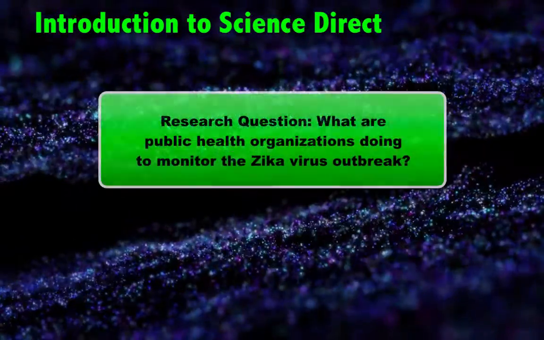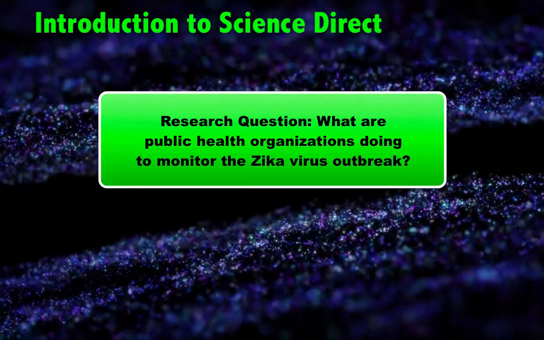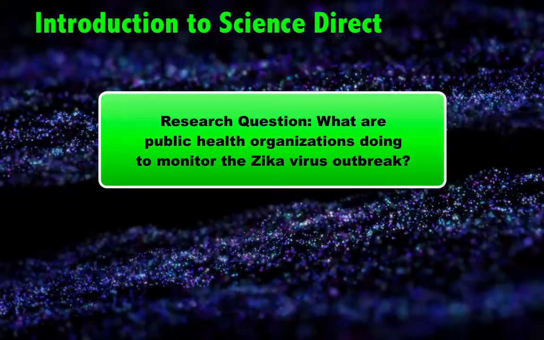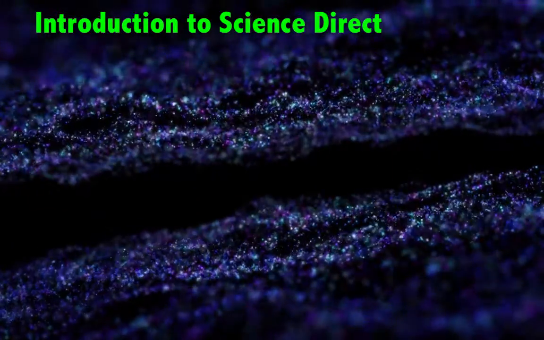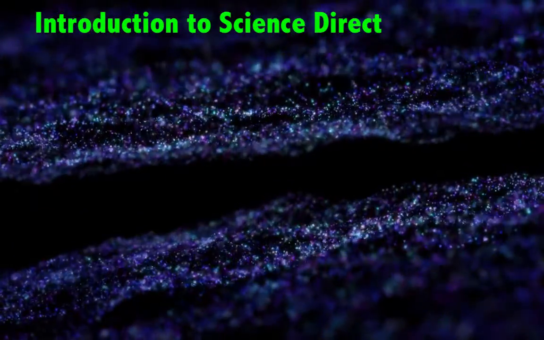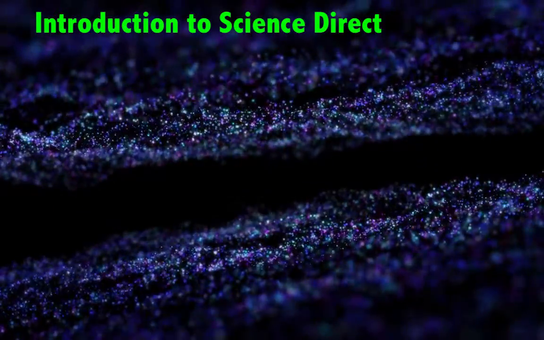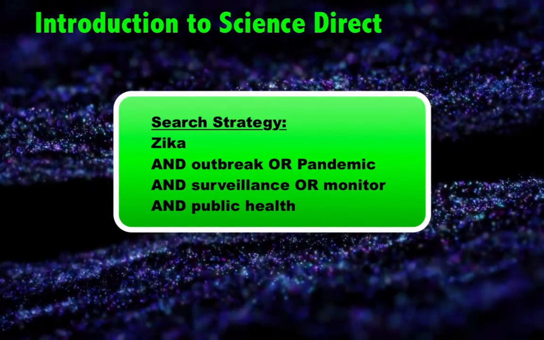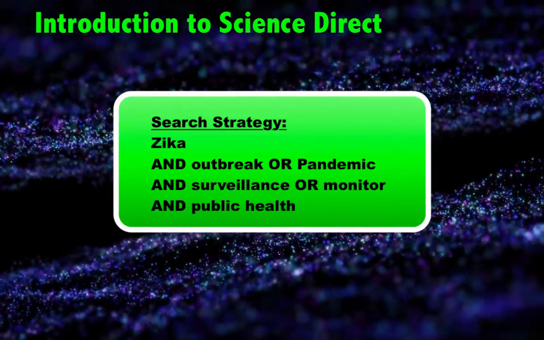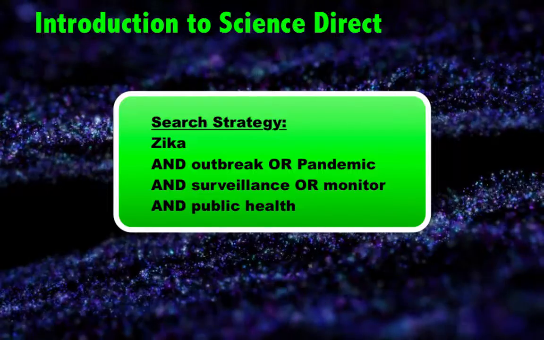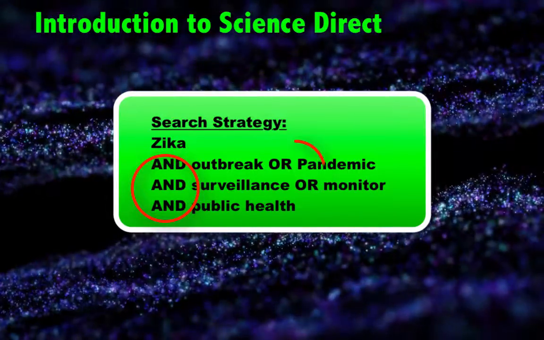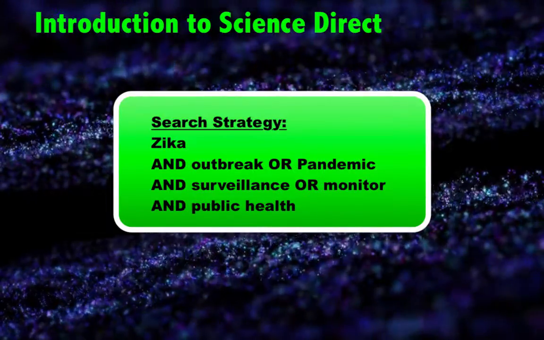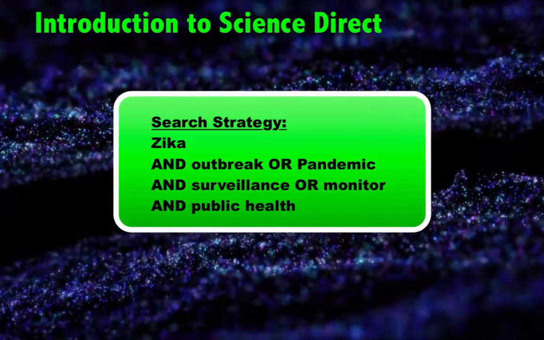So for this example, let's say our research question is, what are public health organizations doing to monitor the Zika virus outbreak? This gives us more options or words to use in order to narrow or refine our search. So our search strategy can include the terms Zika and outbreak or pandemic, and surveillance or monitor, and public health. By adding the words and or in capitals, we are adding Boolean operators to help us add multiple concepts in order to refine our search.